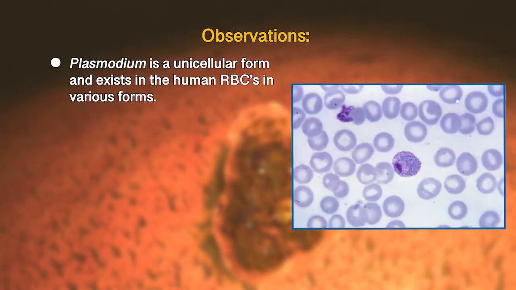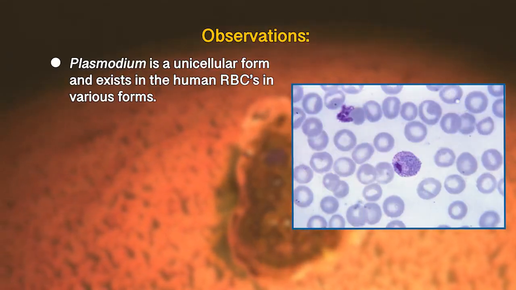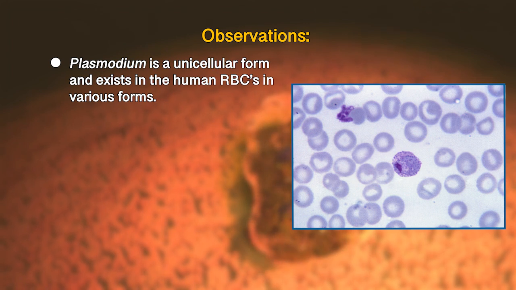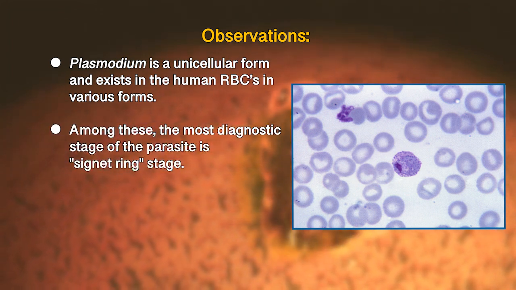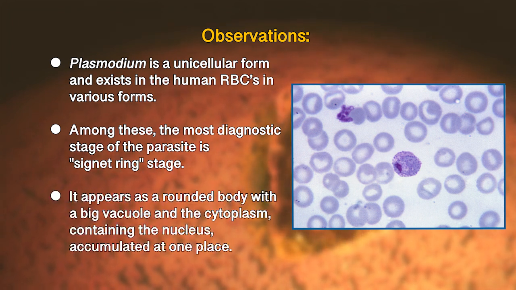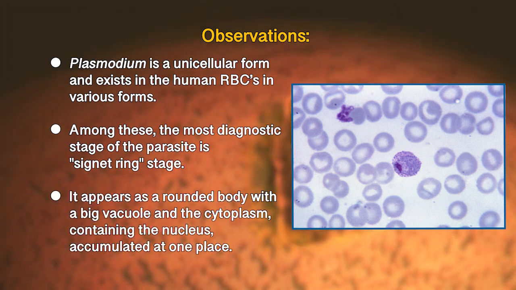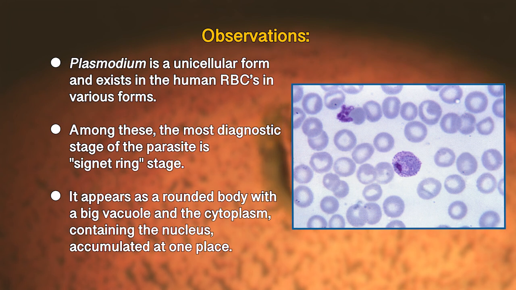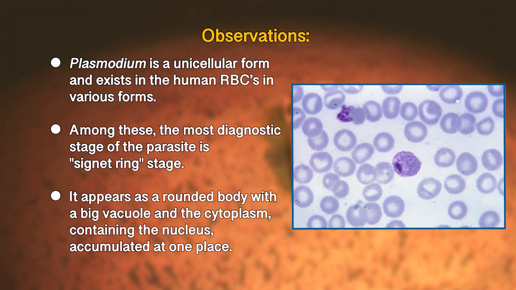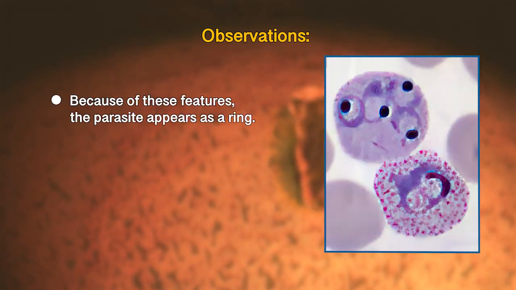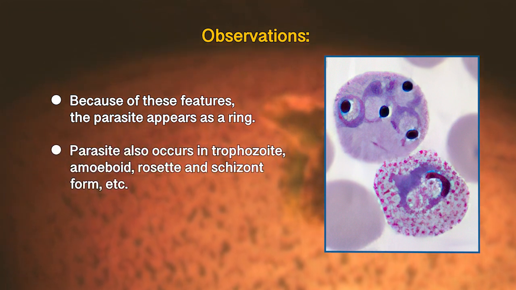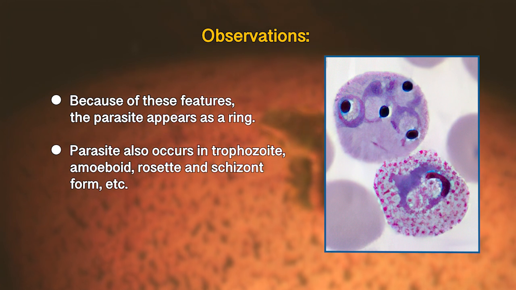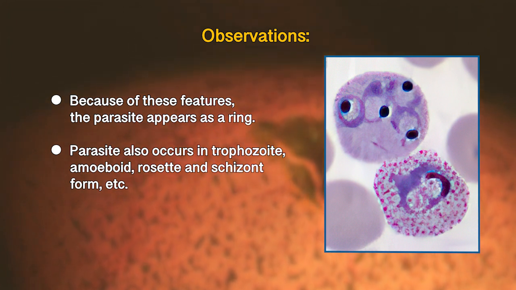Now, what have we observed under the slide? Plasmodium is a unicellular form and exists in the human RBCs in various forms. Among these, the most diagnostic stage of the parasite is the signet ring stage. It appears as a rounded body with a big vacuole and a cytoplasm containing the nucleus accumulated at one place. Because of these features, the parasite appears as a ring. The parasite also occurs in trophozoite, amoeboid, rosette and schizont forms, etc.